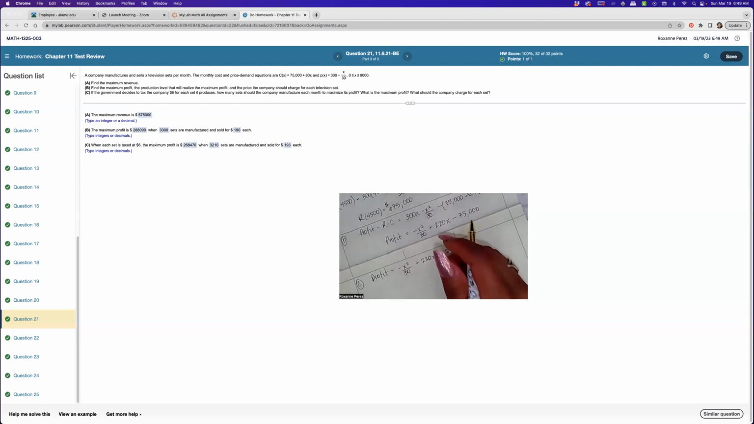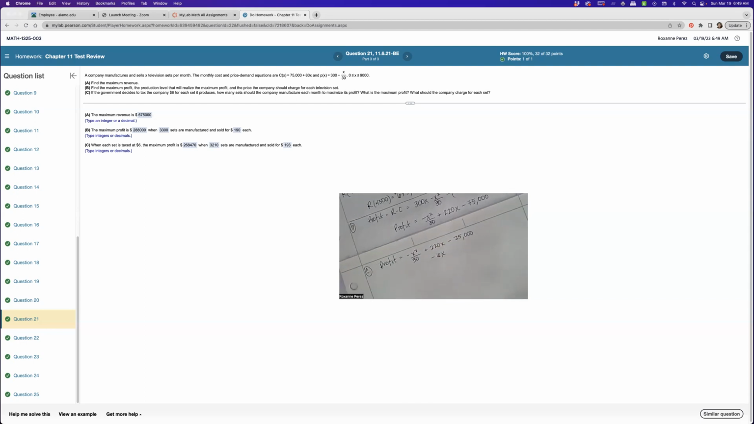Now we're going to be taxed $6, so minus $6 per unit. So minus 6x. And our new profit function is negative x squared over 30 plus 214x minus 75,000. And we're going to do the same thing as with part B.